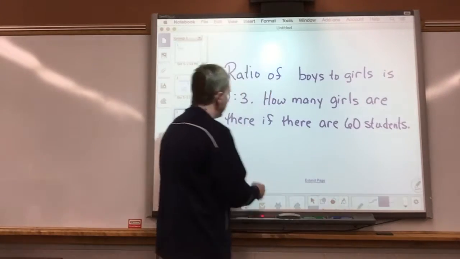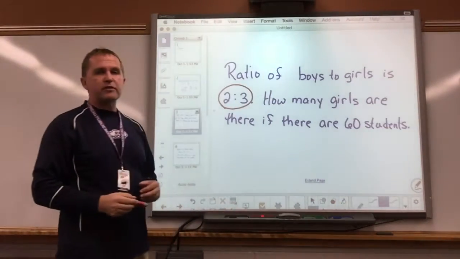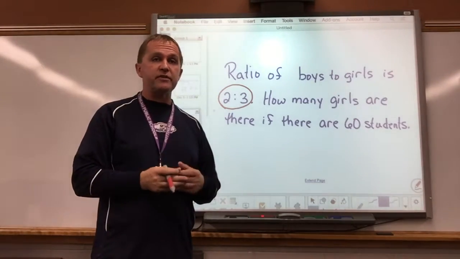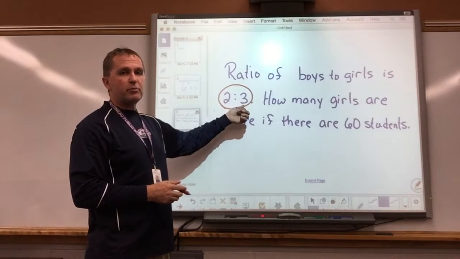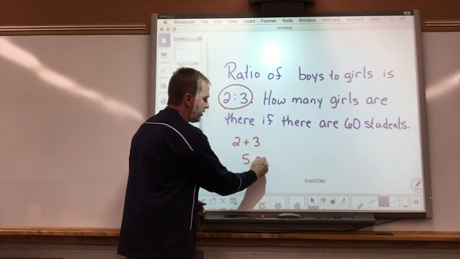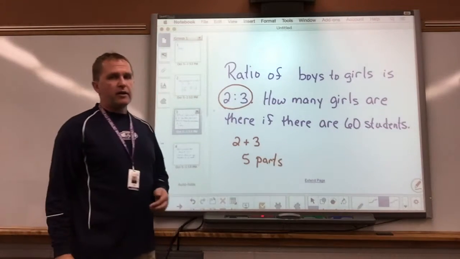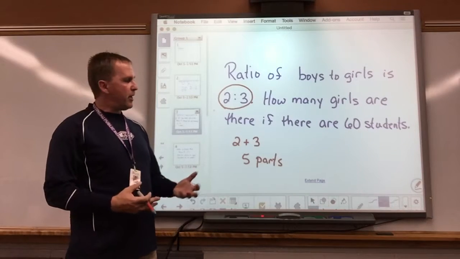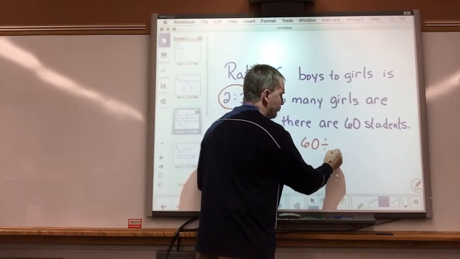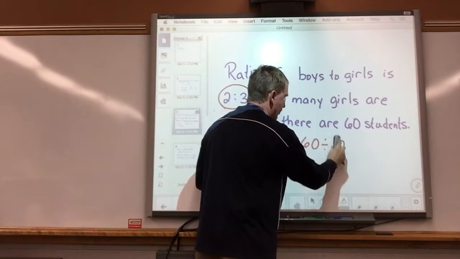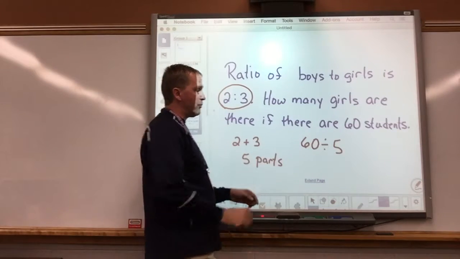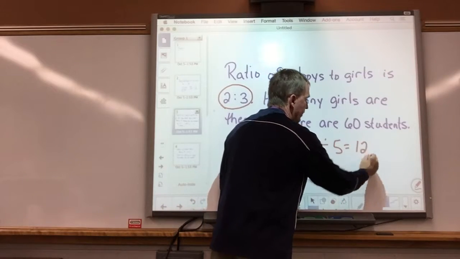I like to look at this ratio right here, and I like to think of that as parts. And in this case, because ratios are often used maybe with recipes, this isn't a recipe in this case, we have 2 parts boys to 3 parts girls. So we have a total of 2 plus 3, or a total of 5 parts. If that's the case, I really want to know how many parts would fit into this. Well, we have a total of 60 students, and if I divide 60 by 5, which was my total number of parts, 60 divided by 5, it turns out to be 12.